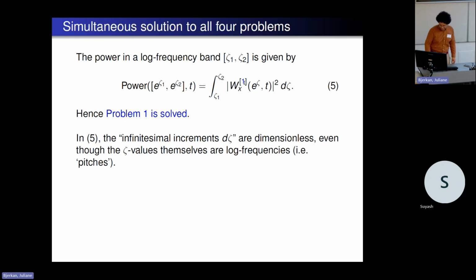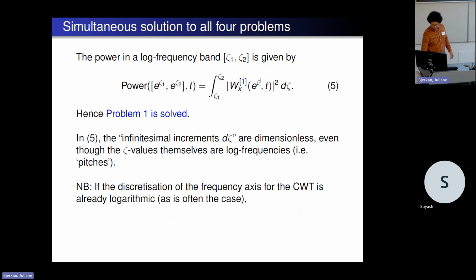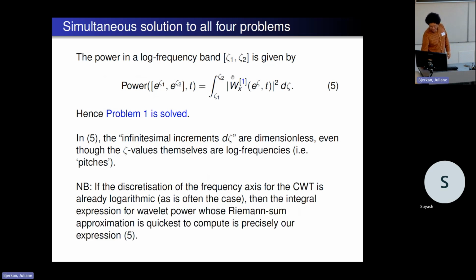And actually, I should mention first, what's going on in terms of dimensions? These increments d zeta, you can think of as dimensionless, even though the zeta values themselves are not dimensionless, but are log frequencies, or in other words, pitches. Incidentally, if you're working with a logarithmic discretization of the frequency axis, which is normal for the wavelet transform, for example, that's what's done in Moda, then this expression is the most efficient form in which to compute this integral. So that's another nice advantage of this logarithmic frequency approach with wavelets.